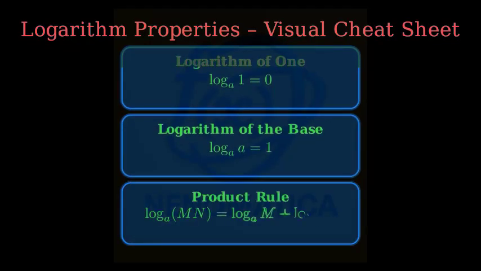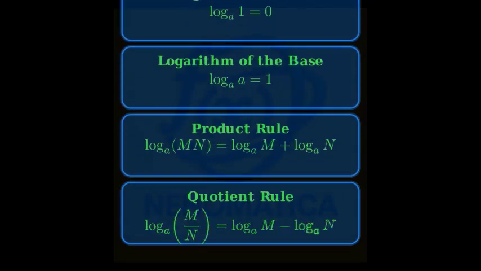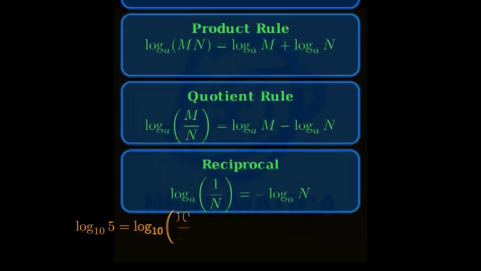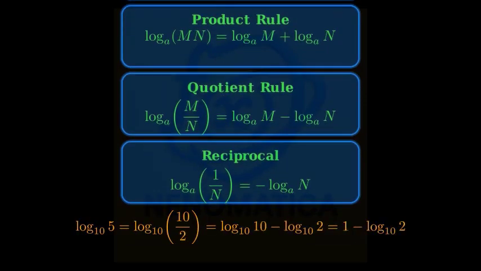Next, product and quotient rules. Product turns into addition. Quotient turns into subtraction, and a reciprocal flips the sign. A quick example in base 10. Log 10 of 5 equals log 10 of 10 over 2, which is 1 minus log 10 of 2.